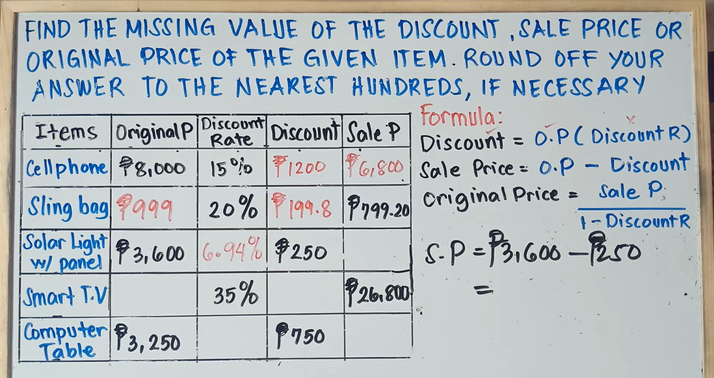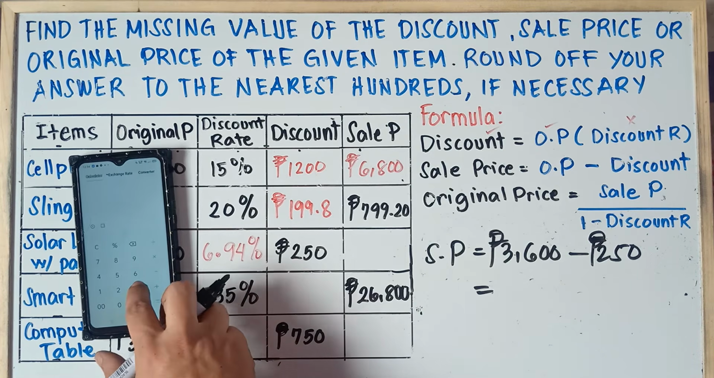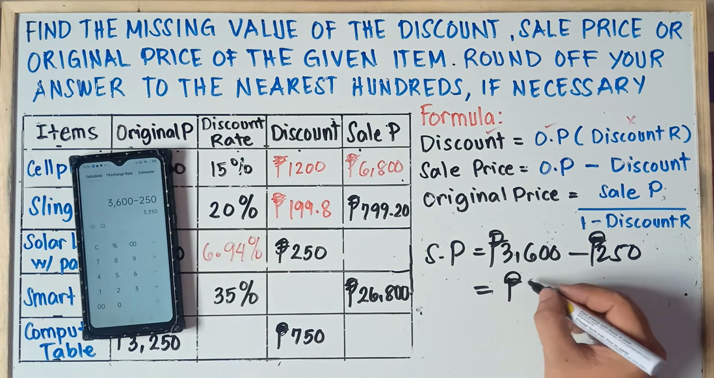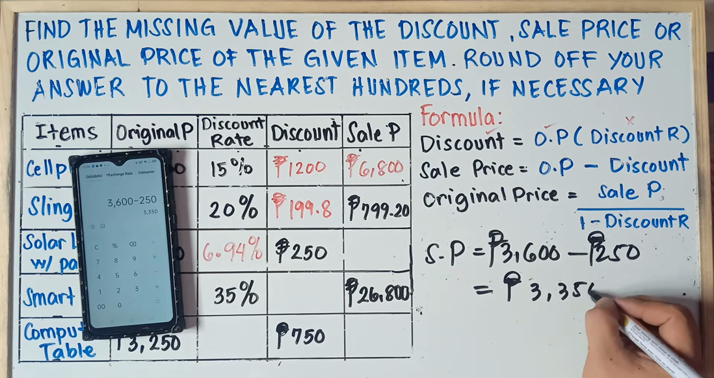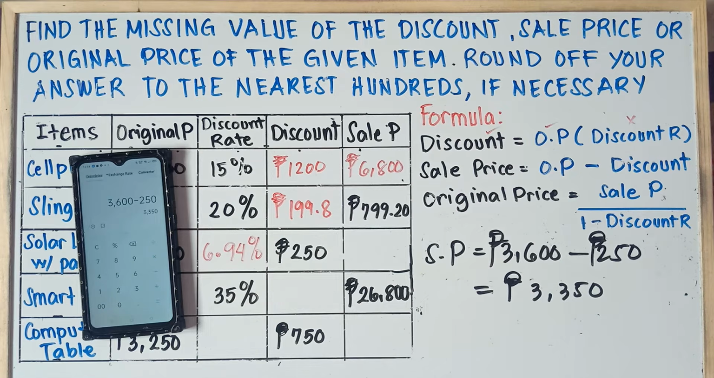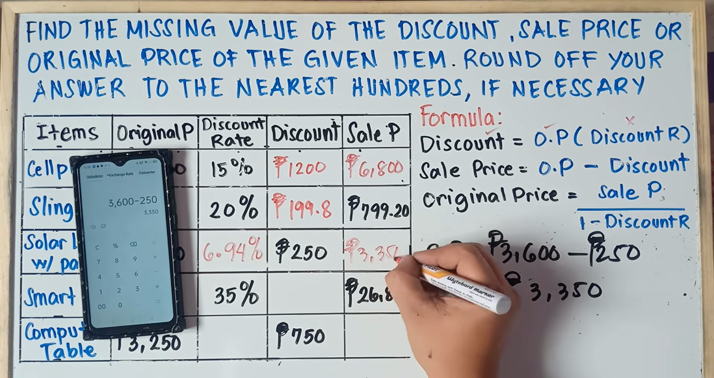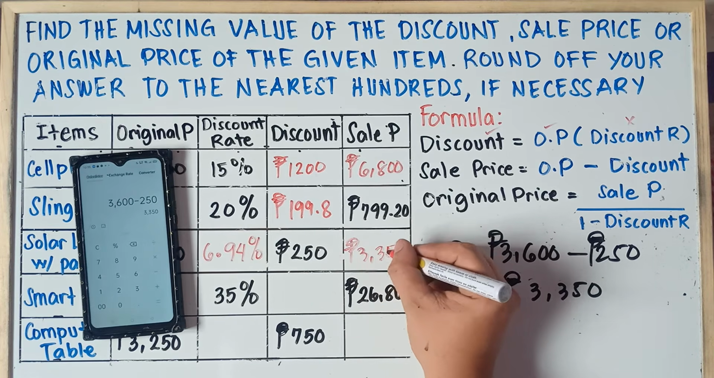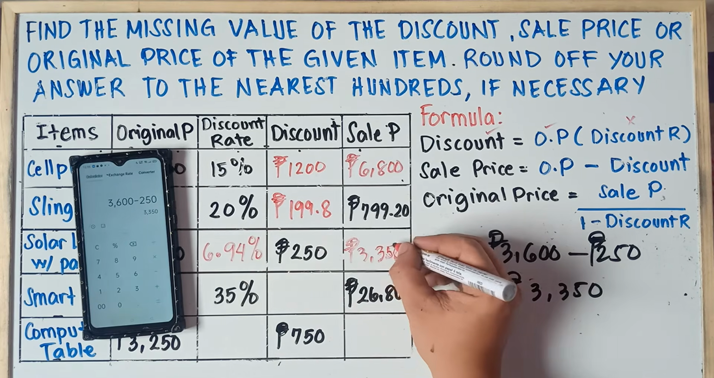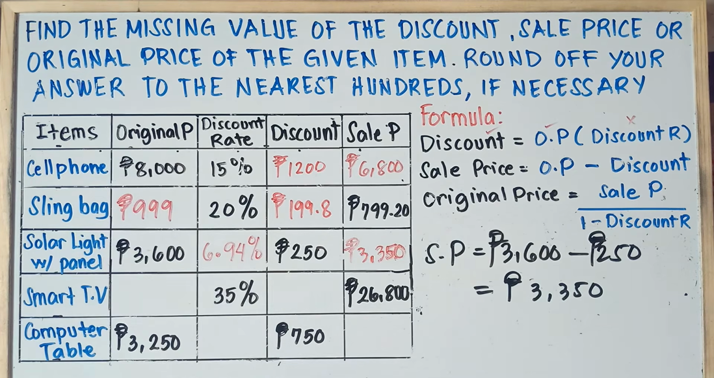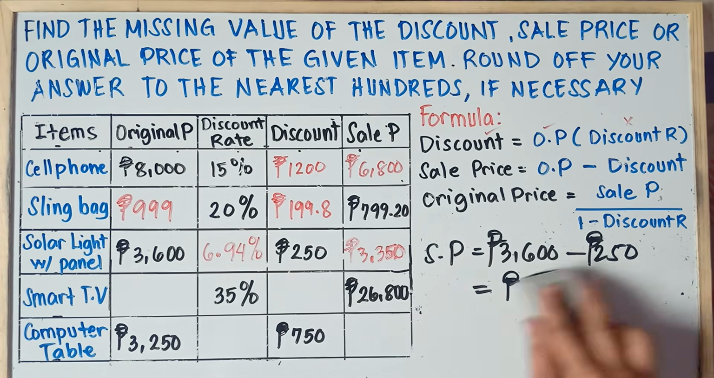So this will be, use our calculator, 3,600 minus 250, you will get 3,350. Alright, so 3,600 minus 250, that would be 3,350 pesos. Don't forget pesos. Alright, so you're all set for number 3. 3,350. Let's have number 4, class.